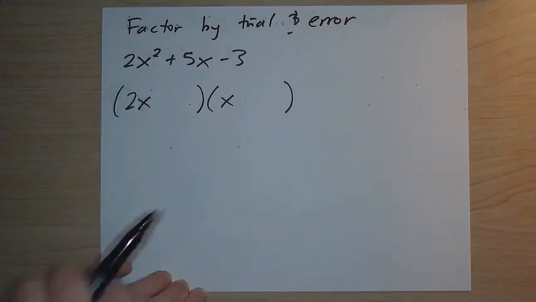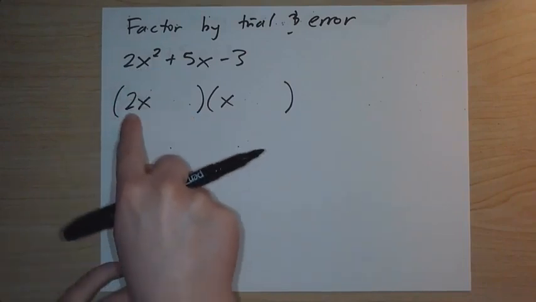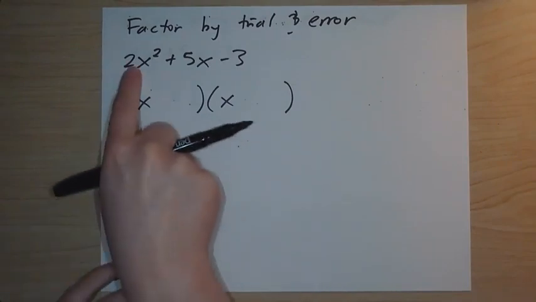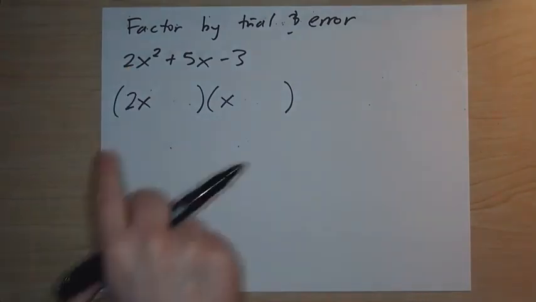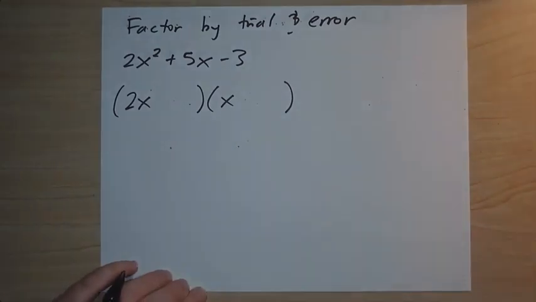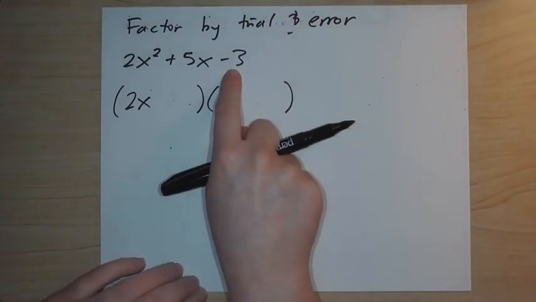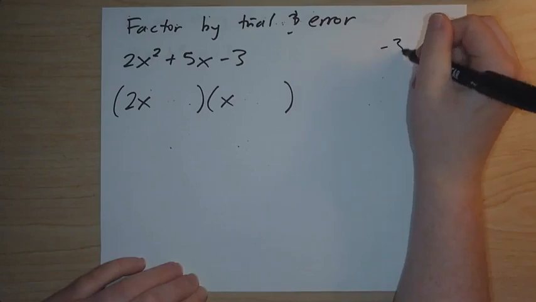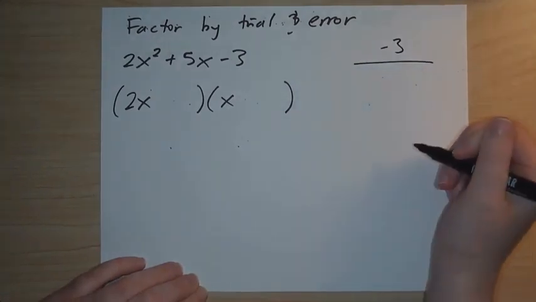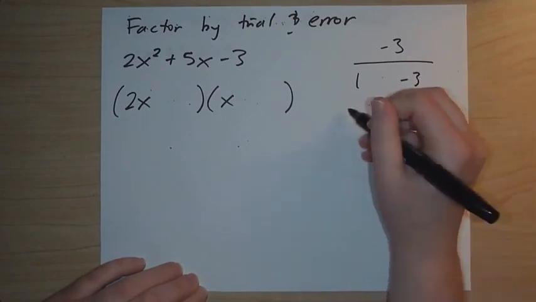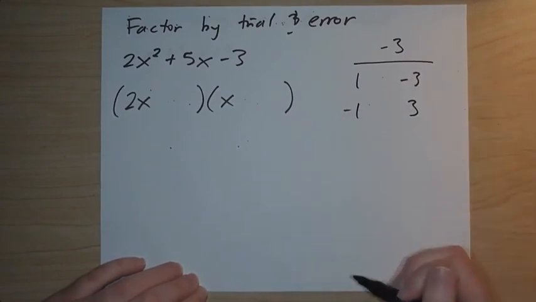If this was a 4x squared, however, it could be in two different patterns. It could be 2x times 2x, or it could be 4x times 1x. But since 2 is prime, we don't have that problem. So it's going to be in some kind of pattern like this. The next step we're going to do is look at negative 3 and look at the factors of negative 3. The factors of negative 3 are 1 and negative 3, and negative 1 and positive 3.